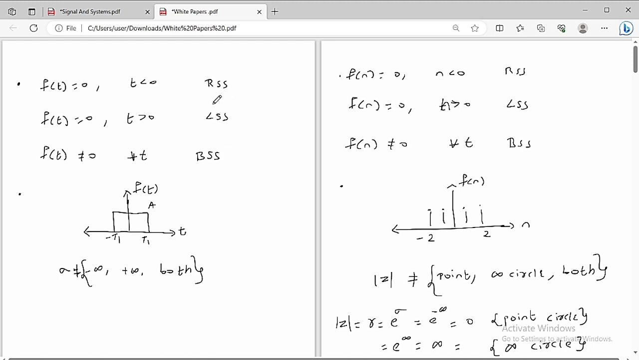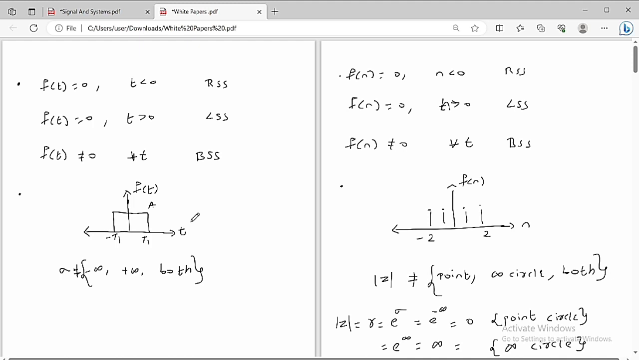Actually, this signal is not a right-sided signal. This is not a left-sided signal. This is not even a both-sided signal. This is basically a finite signal. So this is the conclusion I can say. Finally, if you take this signal, it is not a right-sided signal, not a left-sided signal, and not even a two-sided signal. So by default, we can say this is nothing but a finite signal. This is a finite signal.